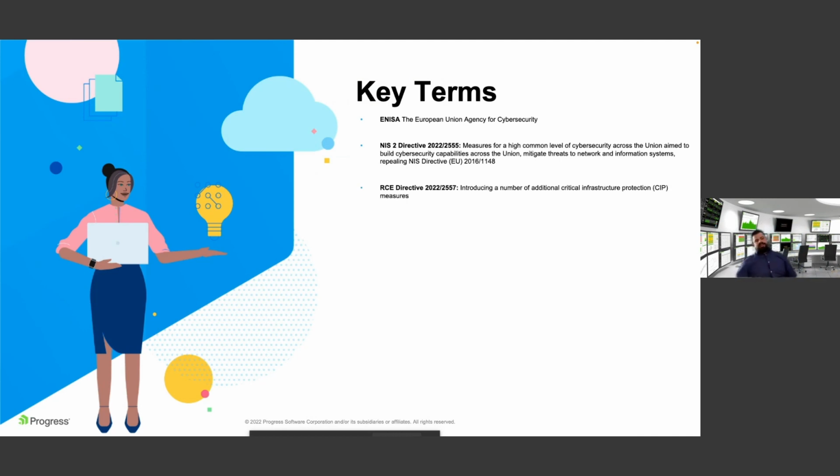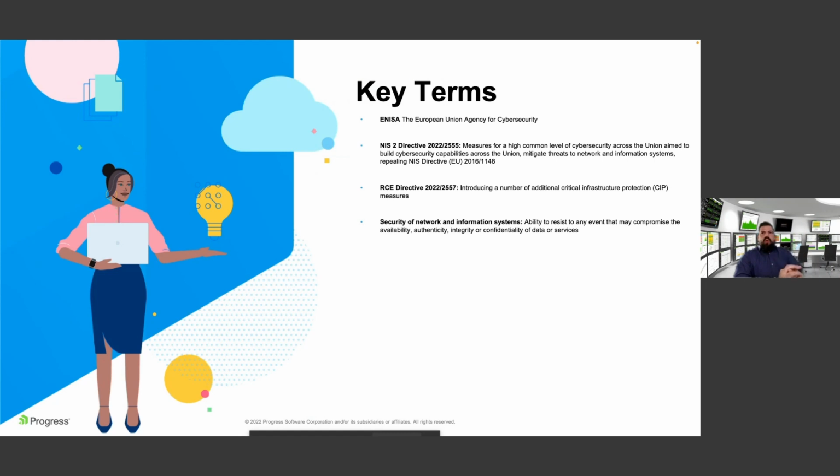The RCE directive is the resilience of critical entities, and this directive introduces a number of additional critical infrastructure protection measures. The effectiveness of RCE is at the same time as the Network and Information Security Directive. So it's December 2022.